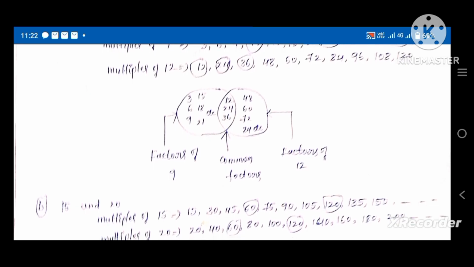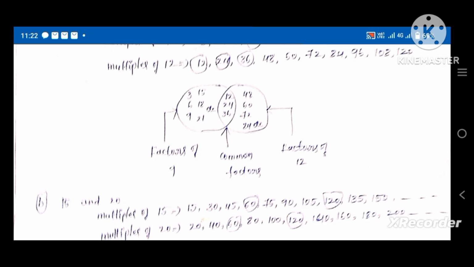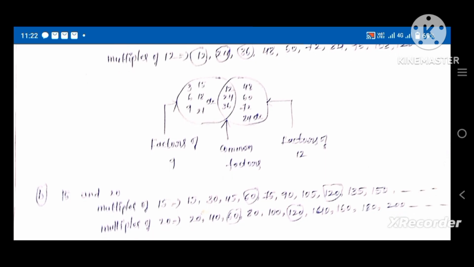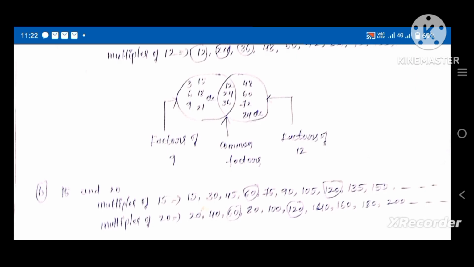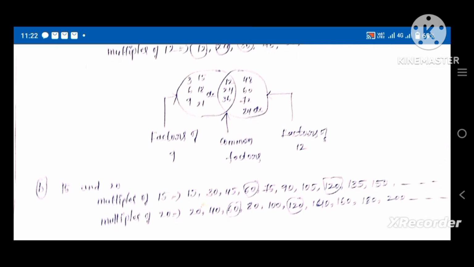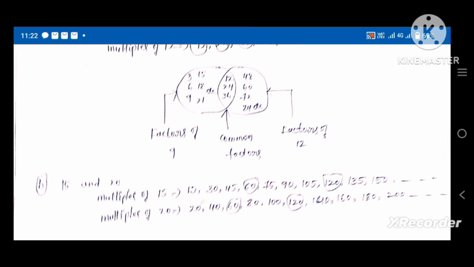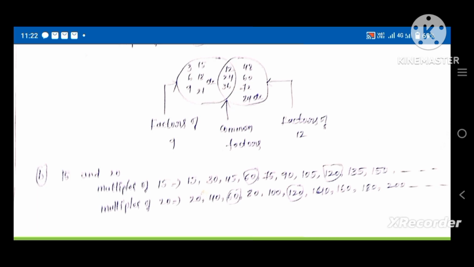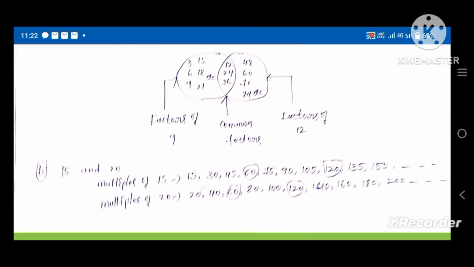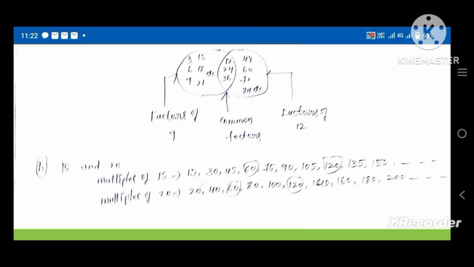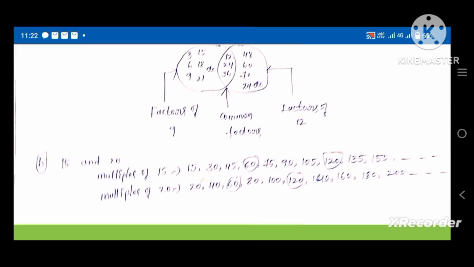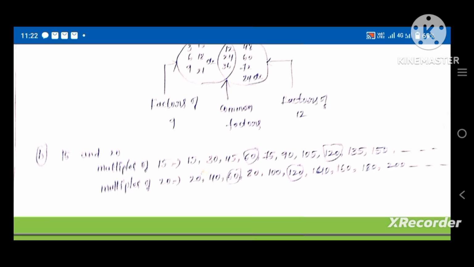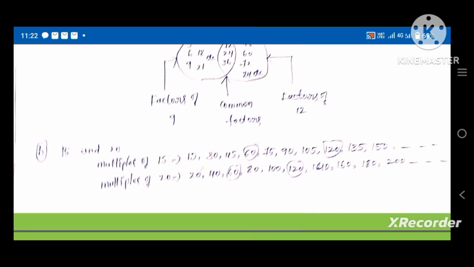Common multiples are 12, 24, 36, 48, 60, 72, 84, etc. B. 15 and 20. Multiples of 15 are 15, 30, 45, 60, 75, 90, 105, 120, 135, 150, etc. Multiples of 20 are 20, 40, 60, 80, 100, 120, 140, 160, 180, 200.